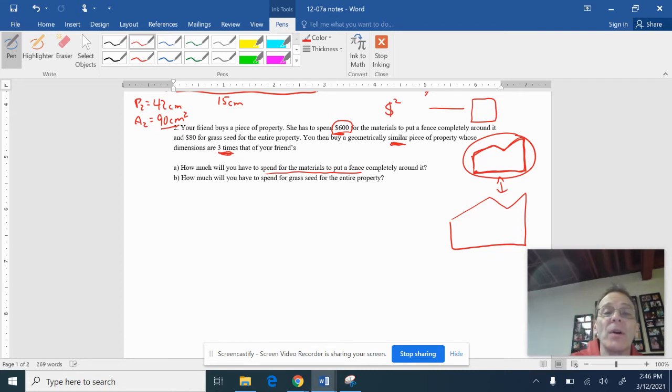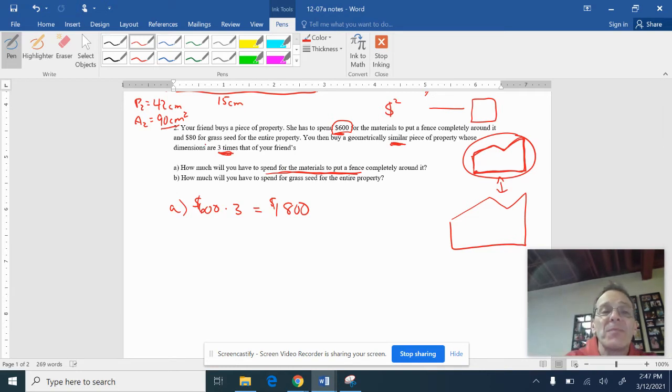Okay. If you're going to spend money on a fence for a piece of property whose dimensions are 3 times your friend's, then you're going to have to multiply that fence cost by 3. It's going to cost you $1,800 for the fence. Okay. Because that fence is measured as a length, right? That fence goes around the perimeter of the property.